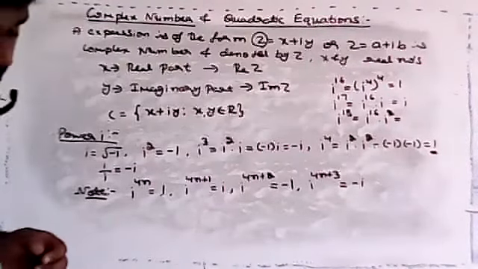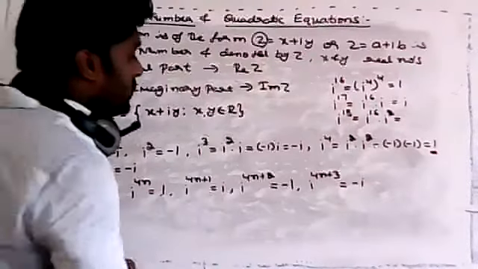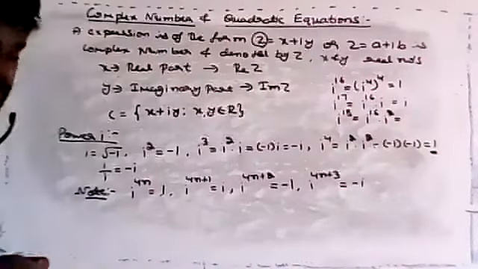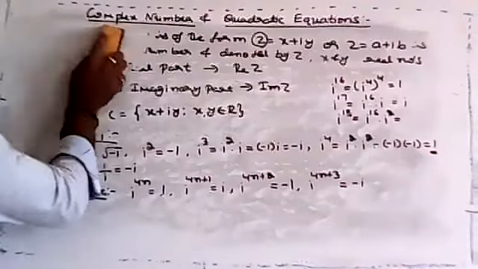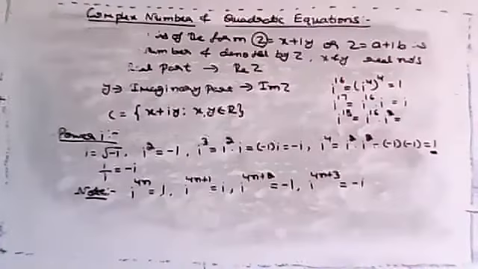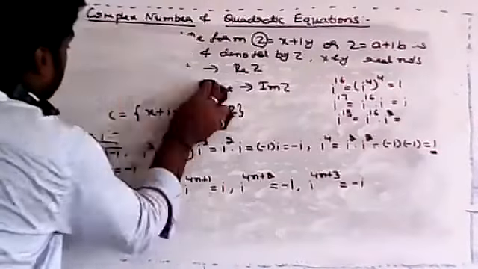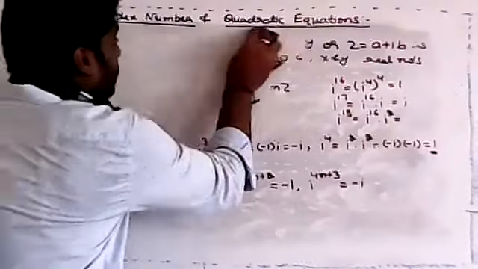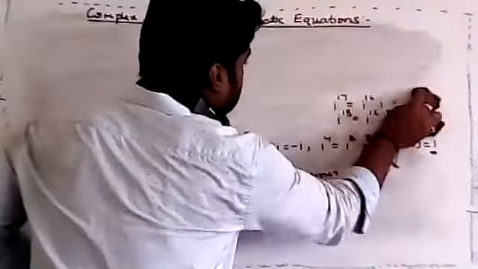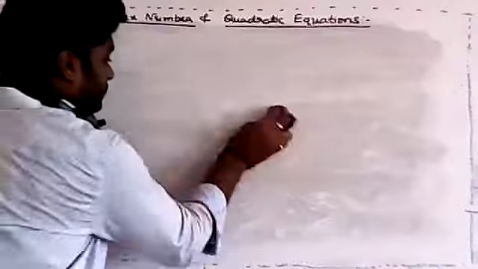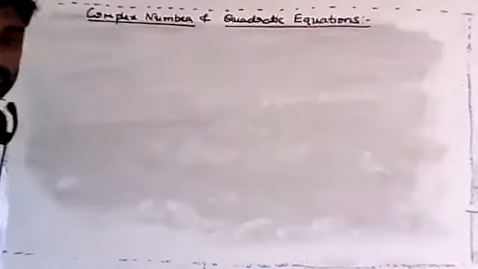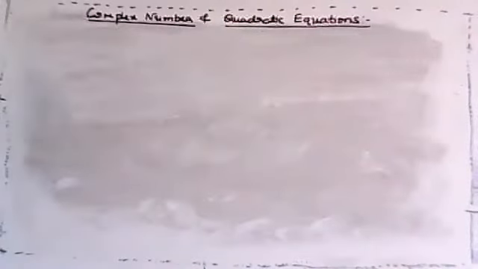So for all n belonging to natural numbers, you have to take that. So can I move on to the next one? Okay, one note is there.